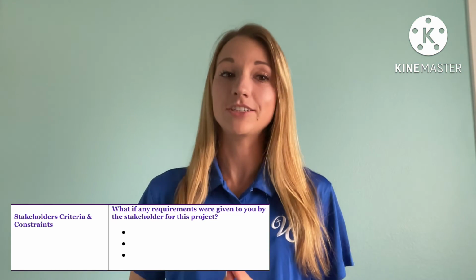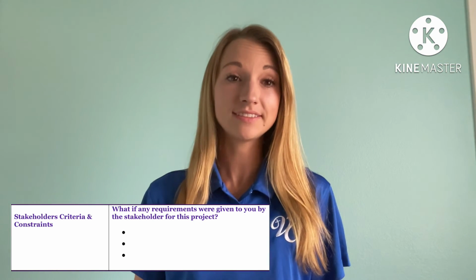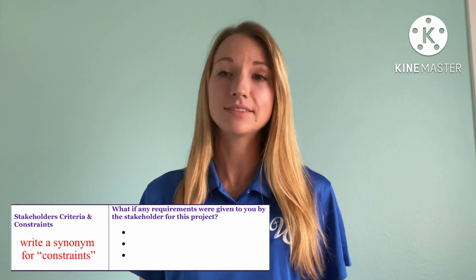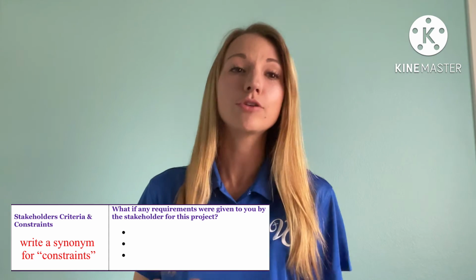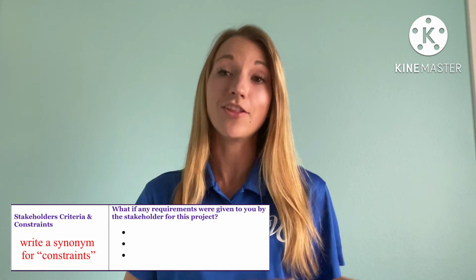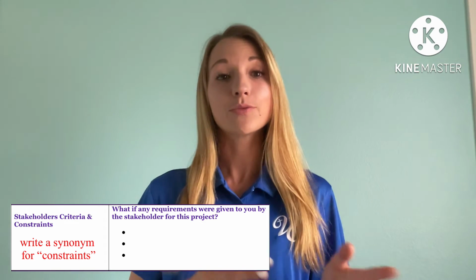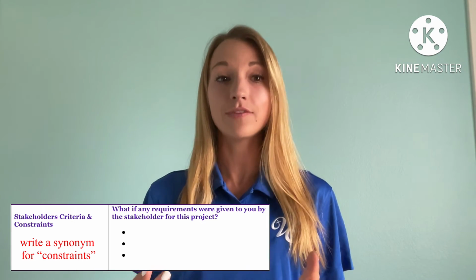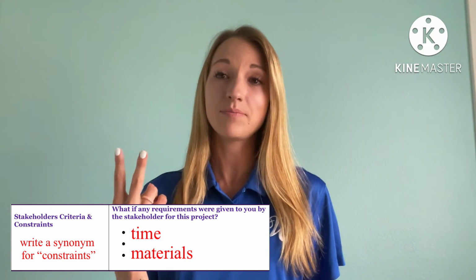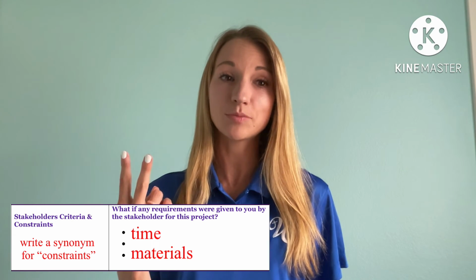The next box considers the criteria and constraints. In the left side of this box, I want you to write another word for constraints. Go ahead, look it up on Google, use a thesaurus, but I want you to write another word for constraints on the left side of that box. In the right half of this box, you should write the following constraints: time and materials. Those are going to be the constraints that we're working with during this project.